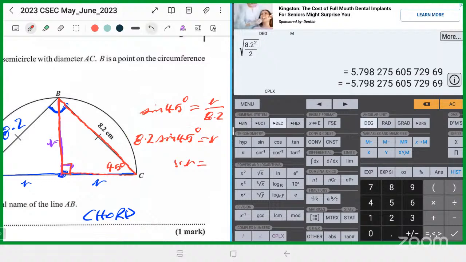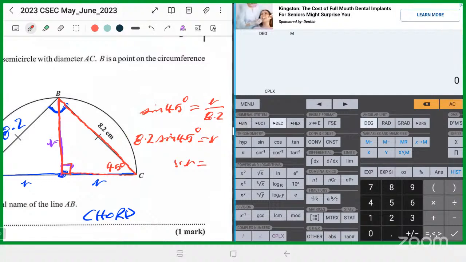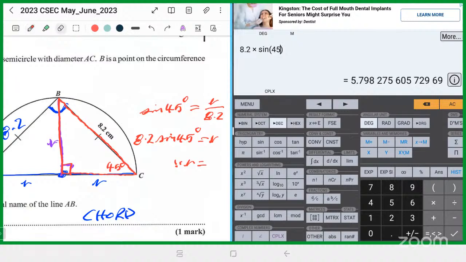8.2 times the sine of 45. I'm going to get the same answer. 8.2 times the sine of 45. Voila, there you go. 5.798, same way. So you see, that's the beauty of Trigs.